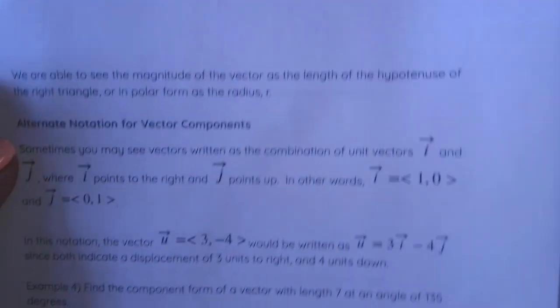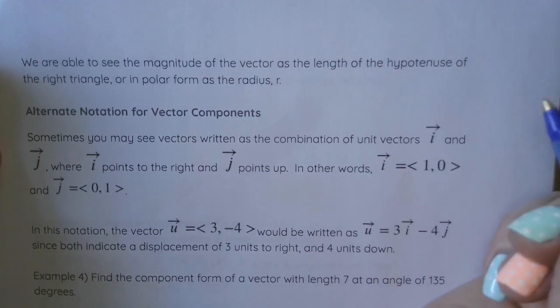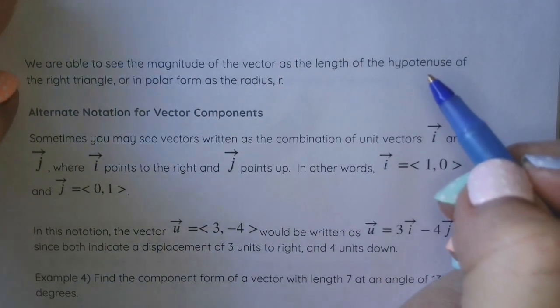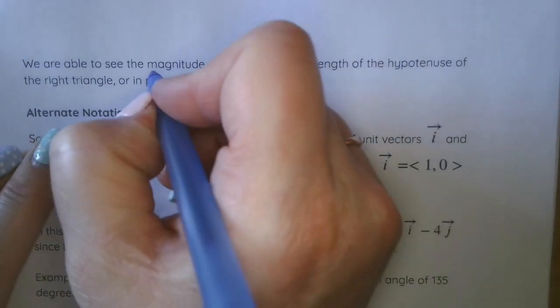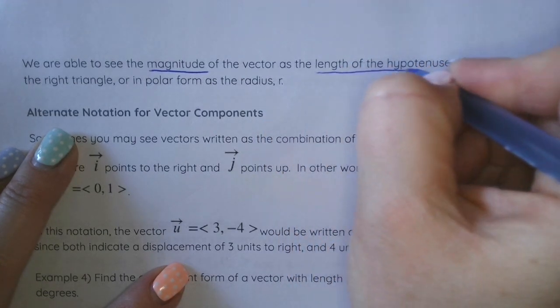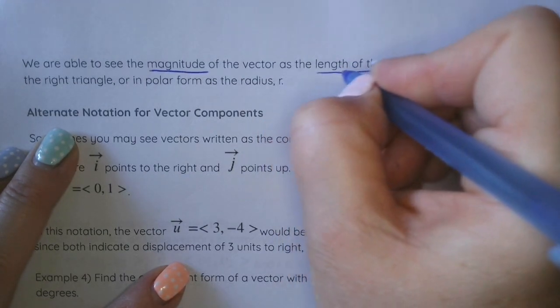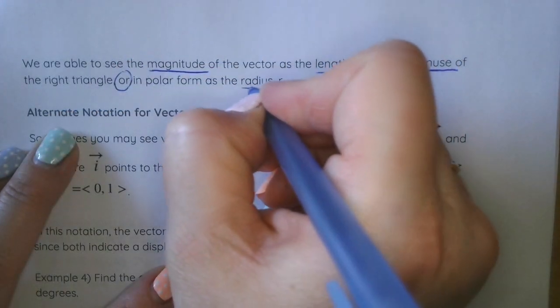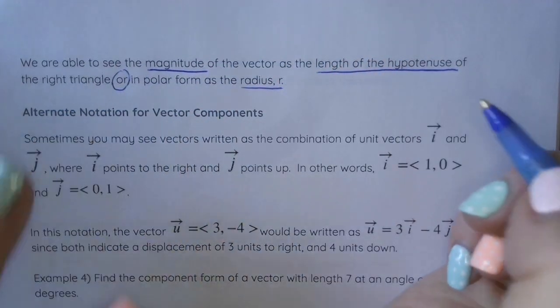We're also going to define and see that the magnitude of the vector is the length of the hypotenuse of the right triangle, or in polar form, the radius r. So magnitude, I'm going to underline, is the length of the hypotenuse of the right triangle. Or, of course, the radius r if we're in polar form.